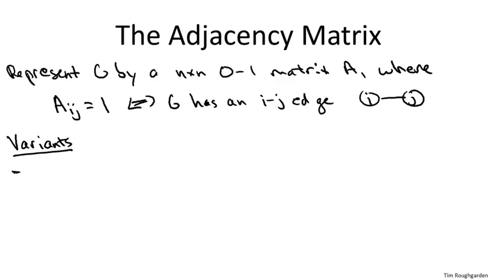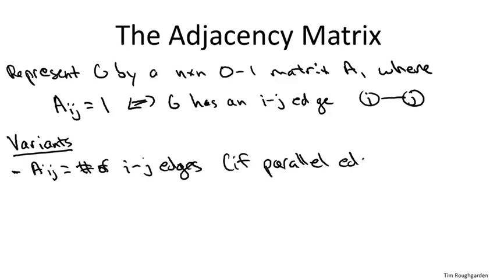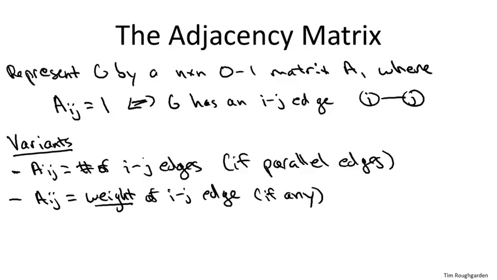If you wanted to have parallel arcs, you could just have aij denote the number of arcs that are between i and j. If edges have different weights, you can just have aij be the weight of the ij edge. And for the directed graph, you can use +1s and -1s. So if the arc is directed from i to j, you'd set aij to be +1. If the arc is directed from j to i, you'd set aij to -1.